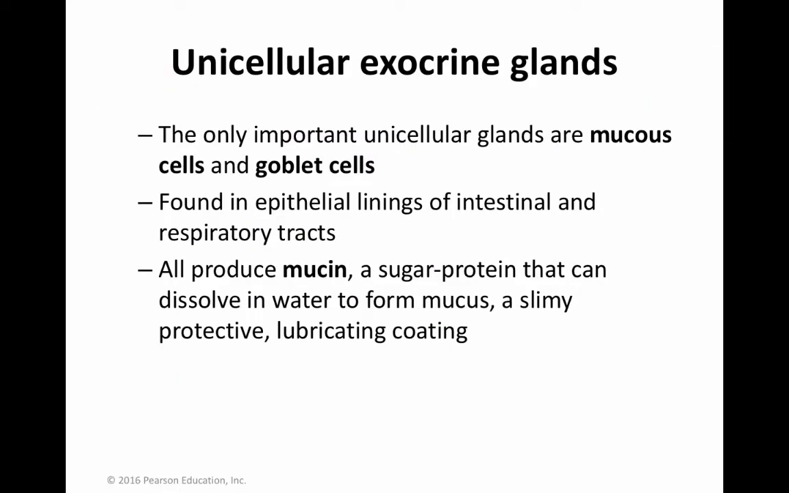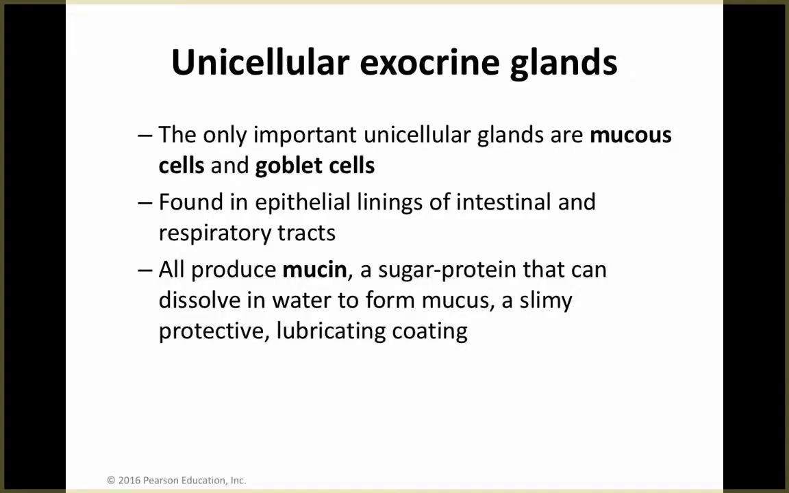So if we're talking about unicellular exocrine glands, the only really important ones that we're going to look at are mucus cells and goblet cells. These are found in the epithelial lining of the intestinal and respiratory tract, and they produce what's known as mucin. And we saw one of those, right? We looked at that goblet cell. I kind of pointed that out in some of the pictures earlier. And so mucin is this kind of sugar protein that can be dissolved in water to form mucus.